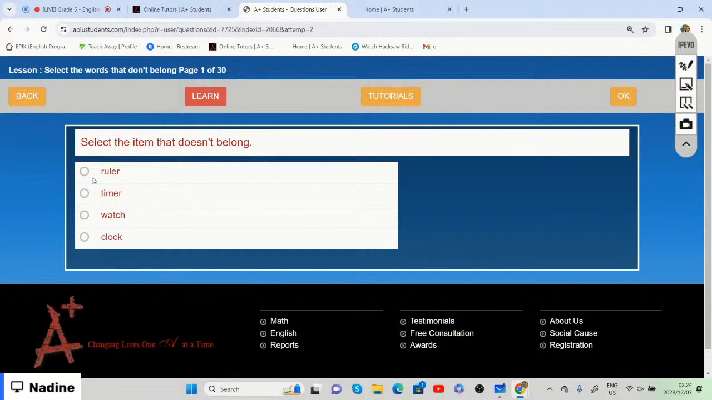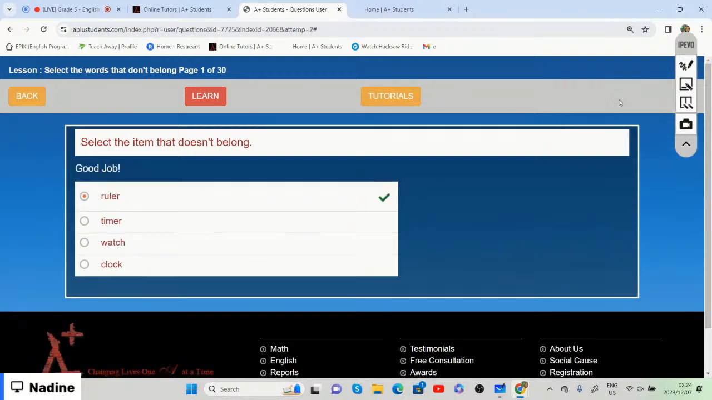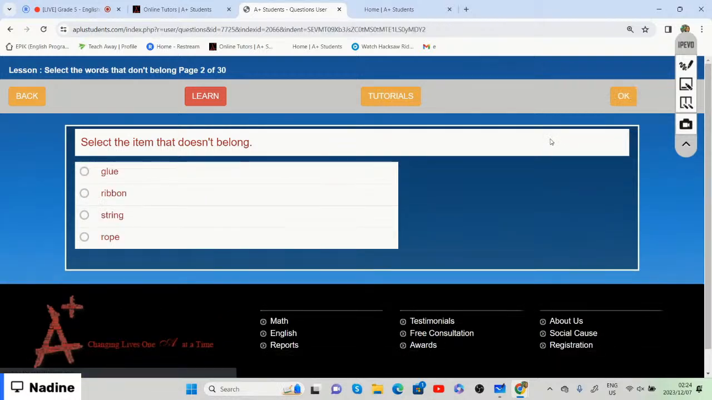Yes, if we select the item that doesn't belong, then we're going to select the first one, right? And ruler is correct, right? Because timer, watch, clock, that is all to do with time, right? And a ruler has got nothing to do with time. Well done.